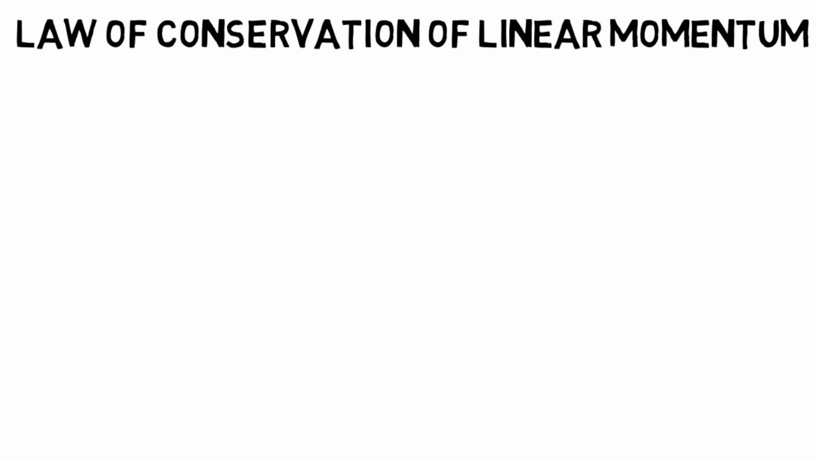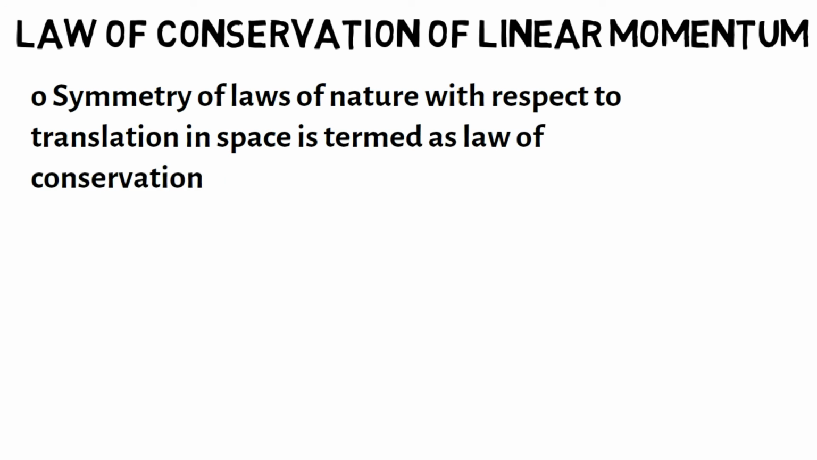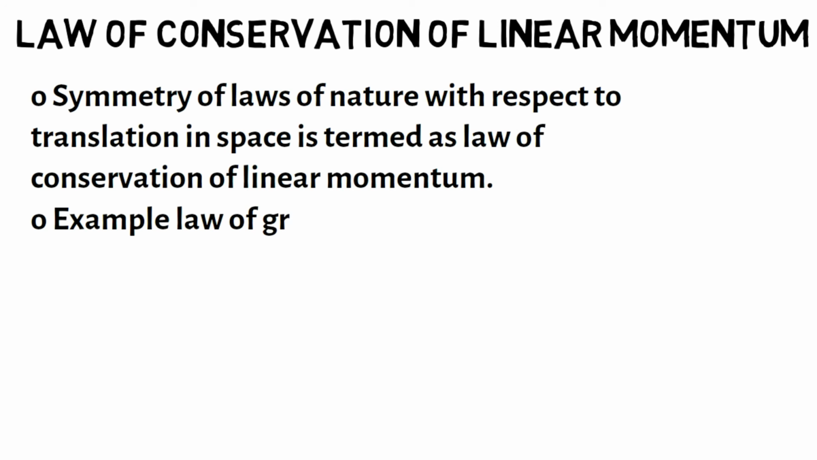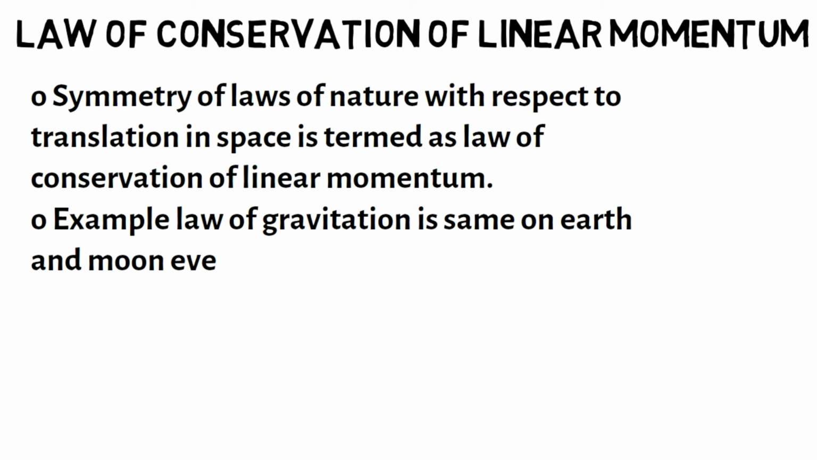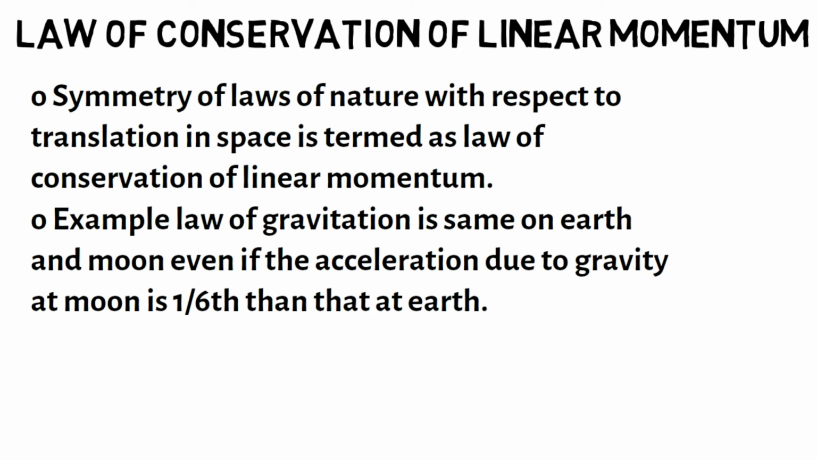Law of conservation of linear momentum. Symmetry of the laws of nature with respect to translation in space is termed the law of conservation of linear momentum. Example: the law of gravitation is the same on Earth and Moon, even if the acceleration due to gravity on the Moon is 1/6 of that on Earth.